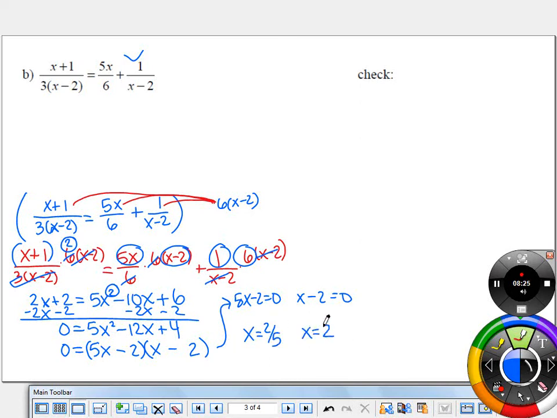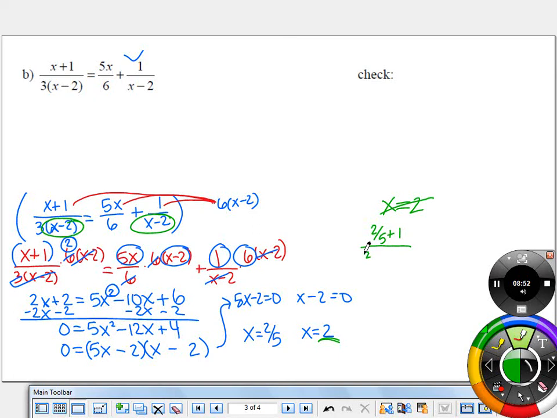Now, looking back at the equation right away, remember, I don't want anything undefined. So notice that having x minus 2 in the denominator, if I try to plug this 2 back into the equation, I'm going to have undefined values. That's not okay. So right away, I'm going to eliminate the x equals 2 solution. And then I'm going to go ahead and check the 2/5 solution.